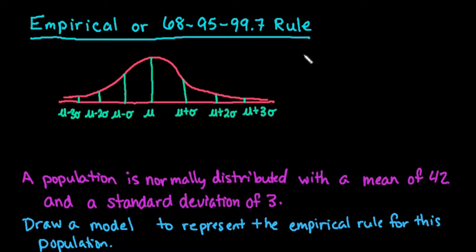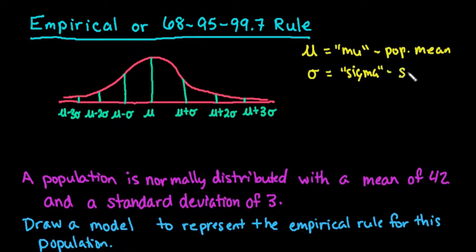So a couple symbols that you may not be familiar with, this one that looks like an M and a U put together is known as mu. And this represents the population mean. And sigma represents the standard deviation.